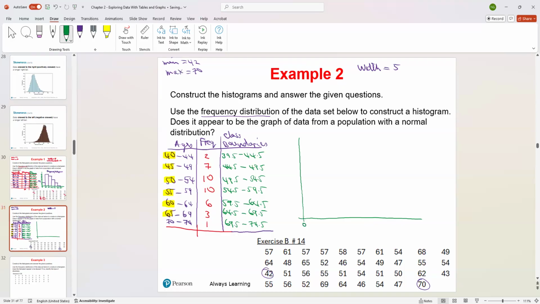we don't start counting with 0. So what I would do is put a mark to say that we don't start with 0, and I'm going to put the class boundaries: 39.5, 44.5, 49.5, 54.5, 59.5, 64.5, 69.5, and 74.5.